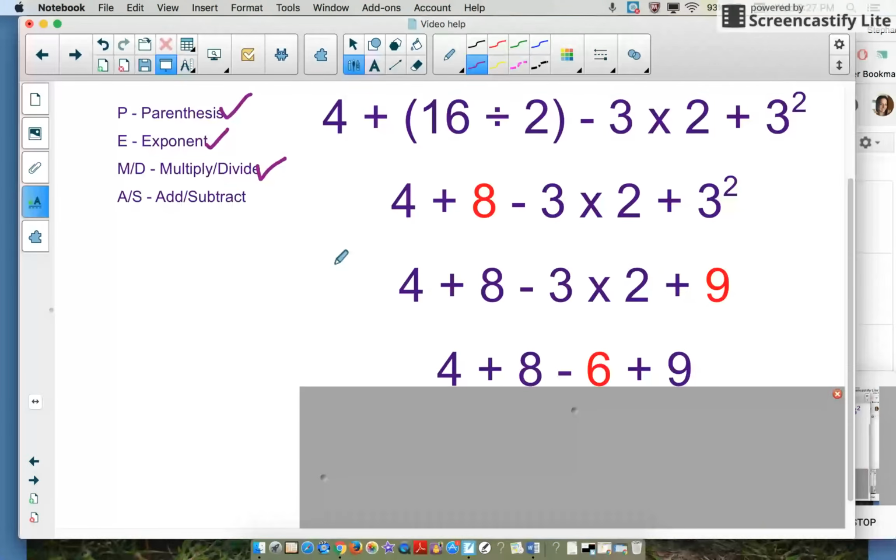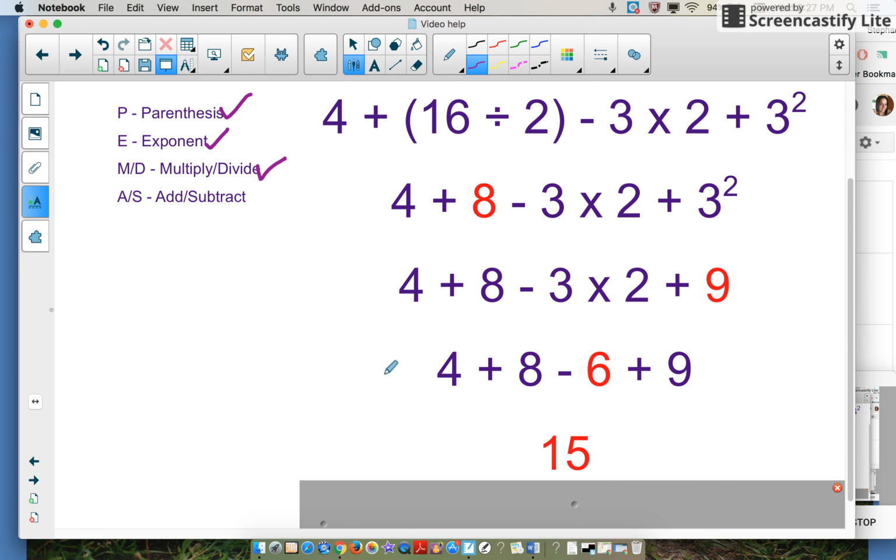And then there's addition and subtraction. I am going to go left to right. 4 plus 8 is 12. 12 minus 6 is 6. And then 6 plus 9 is 15. And 15 becomes my answer.